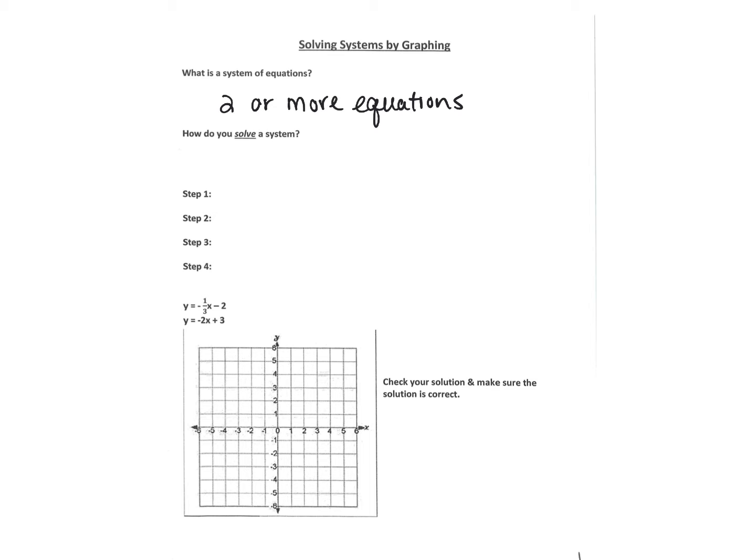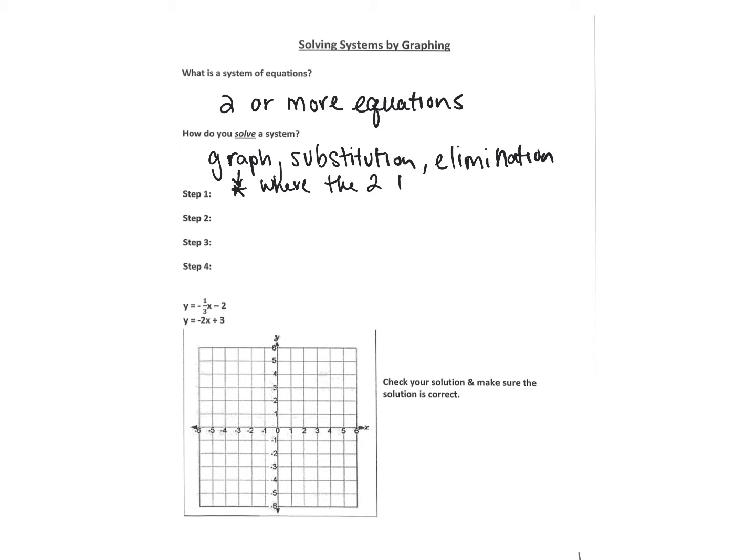How do you solve a system of equations? By graphing, substitution, or elimination. When you're talking about graphing, the solution is where the two lines intersect.